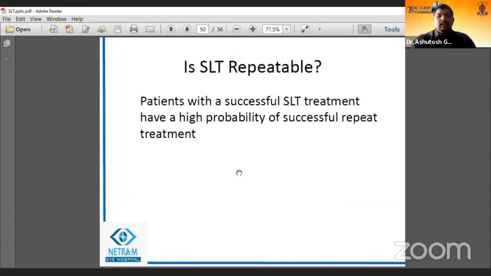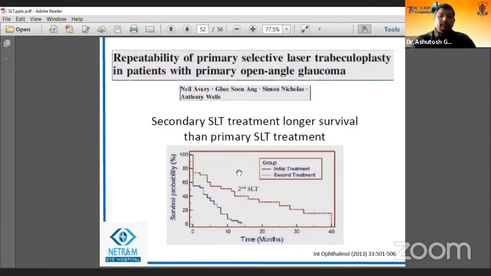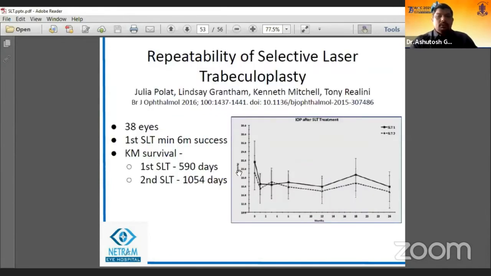So I would ask a question: is SLT repeatable? A few studies also support that SLT, when repeated, results in a better outcome than the primary setup. As per Julia et al., after a second SLT, it was better controlled for 1054 days.